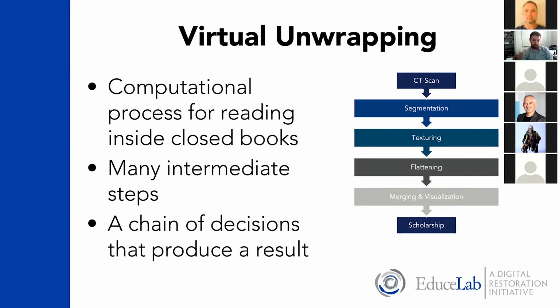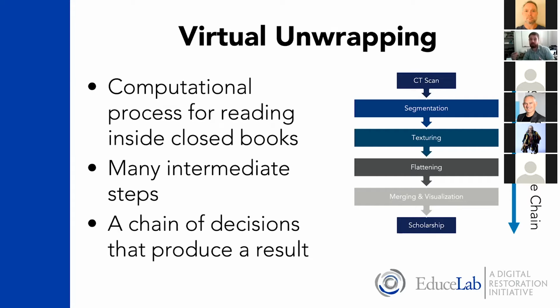The principle here, though, is that in this process, we have a chain of decisions that get made that end up producing a final result. And we refer to this as the digital provenance chain, by which we mean any end image that we produce has a chain of things prior to it, from the original CT scan, that lead into the result that we get. And we need to keep track of this.